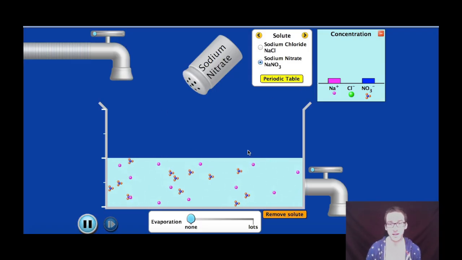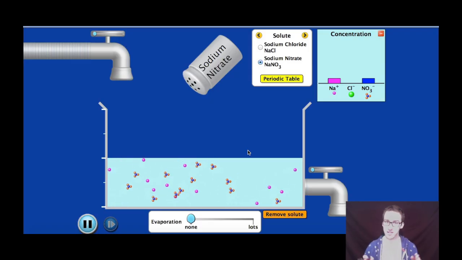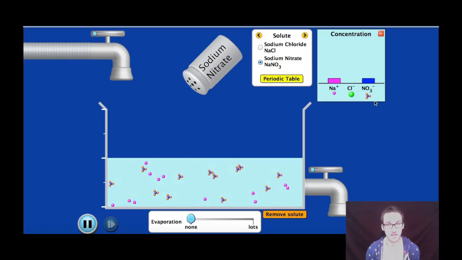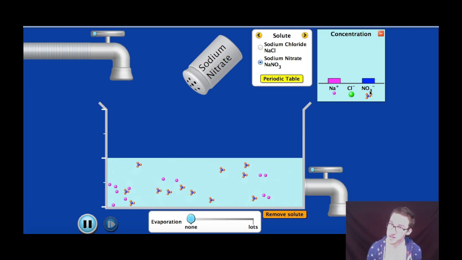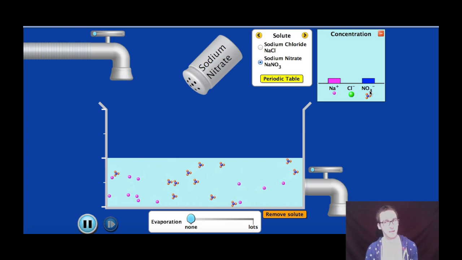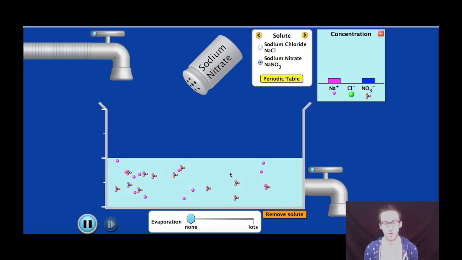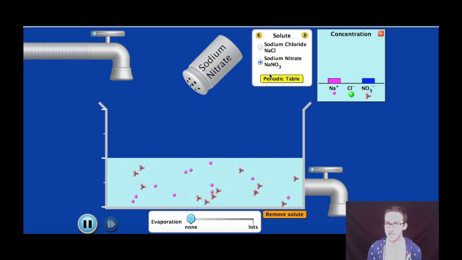Recognize that in an ionic compound, it's the ions that are going to dissociate or separate from one another. The individual atoms that make up the polyatomic ion, which are covalently bonded together, do not separate from one another. But again, the ratio of sodium to nitrate is a 1 to 1 ratio, which we can easily see from that original formula.